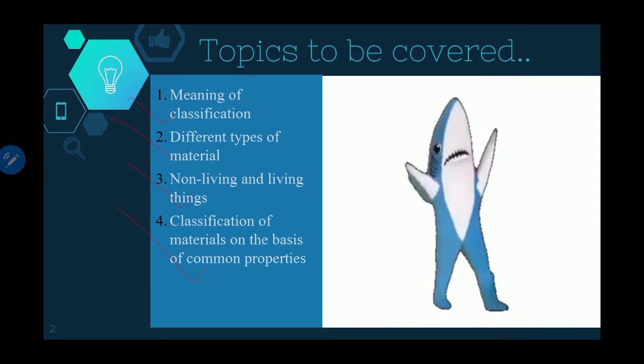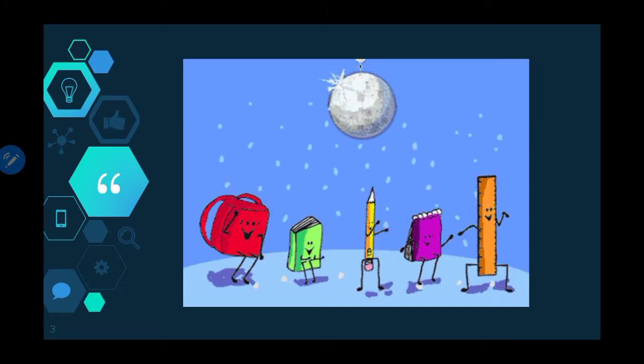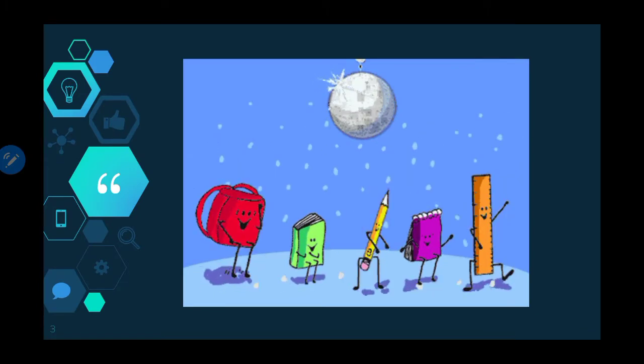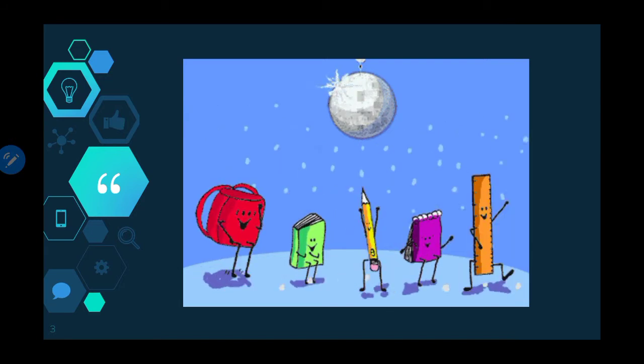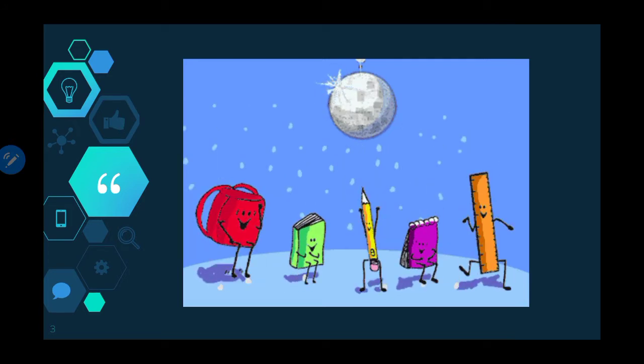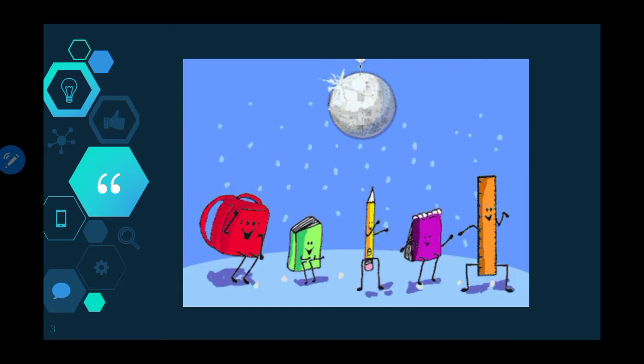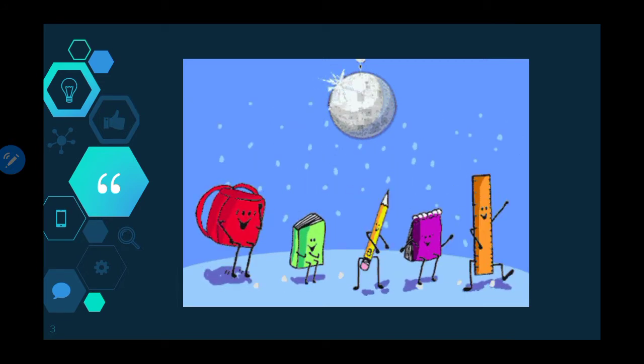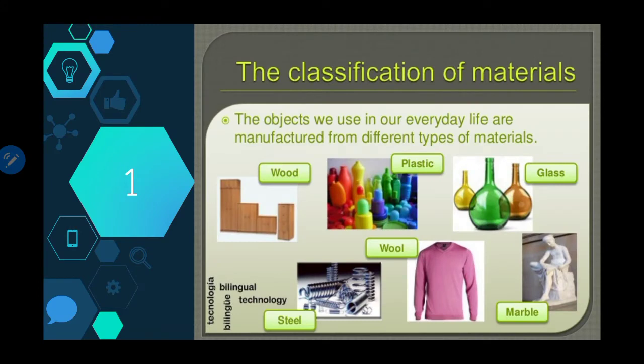Now, I want to ask you something. Just observe the things around you. Look at the objects around you. They are all made of different kinds of materials, right? The pencil is made up of wood. Scale is made up of plastic. Right? Now, what are we going to learn? The classification of materials. The objects we use in our everyday life are manufactured from different types of materials.